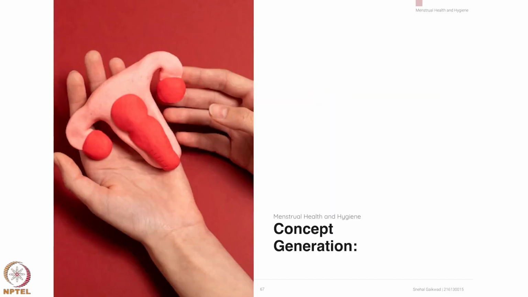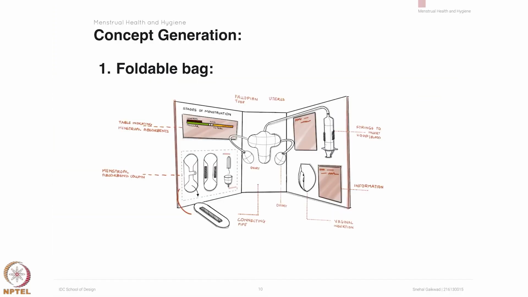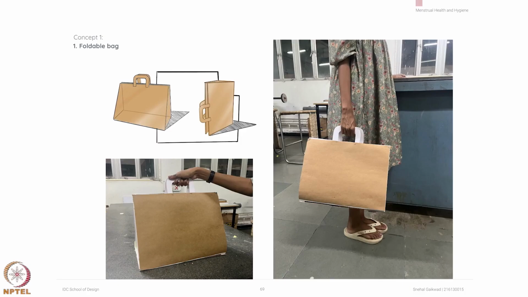Then from that I generated a few concepts. This is the first concept, a foldable bag which has the uterus model here, and the stages of menstruation will be demonstrated here, and the menstrual absorbents will be placed here, which we can collect and give to girls for demonstration. Then these things we can demonstrate over the vaginal model that is made. We can show them how to insert and all.